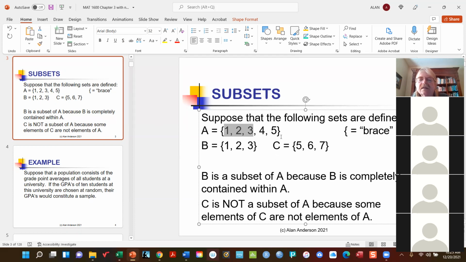On the other hand, C is not a subset of A because even though they both have a 5 in common, the set C is not completely contained within A. So that's how you can tell the difference between two sets that are subsets and those that are not.